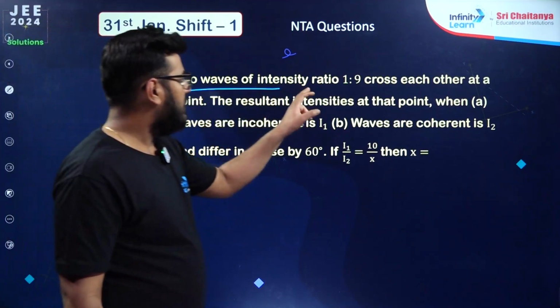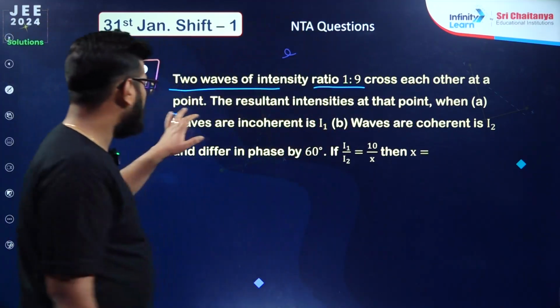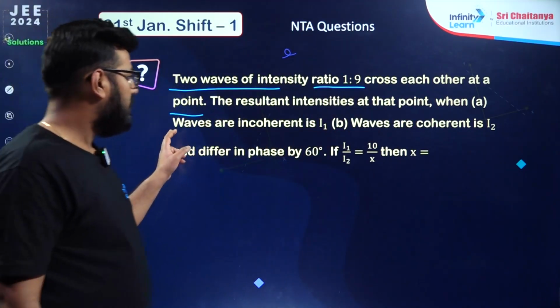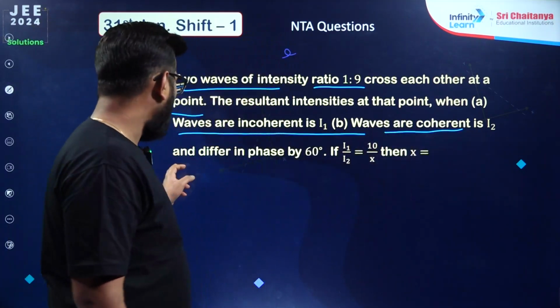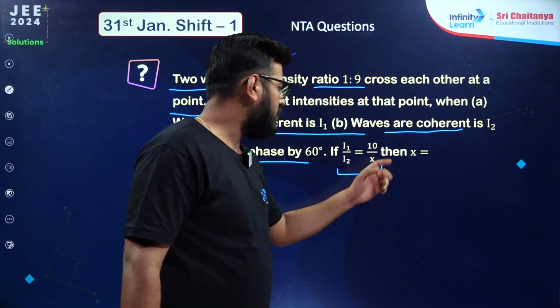Then two waves of intensity ratio 1:9 cross each other at a point. The resultant intensity at that point when the waves are incoherent is I1 and when the waves are coherent and differ by phase 60 degree is I2. I1:I2 is given as this.